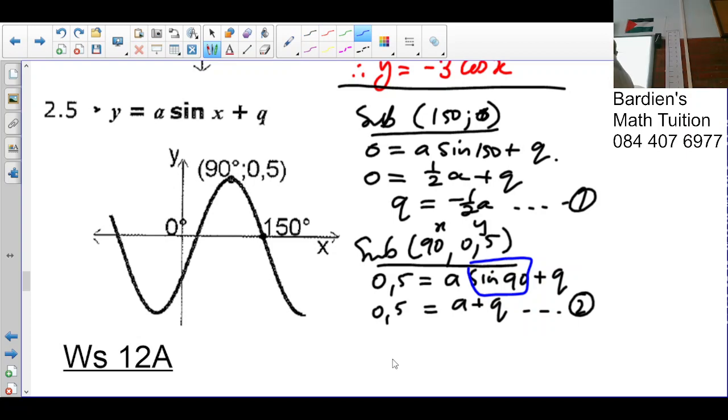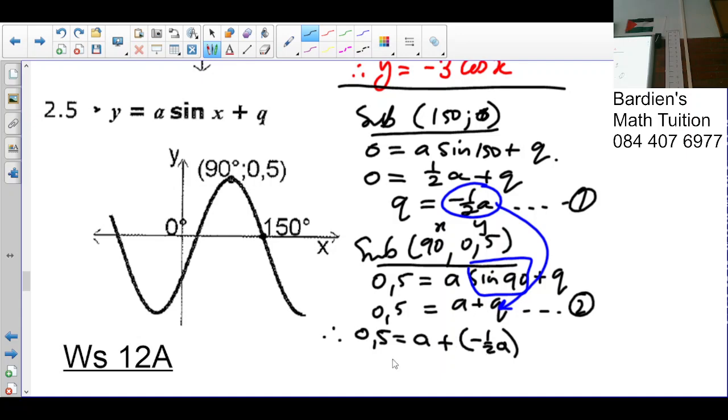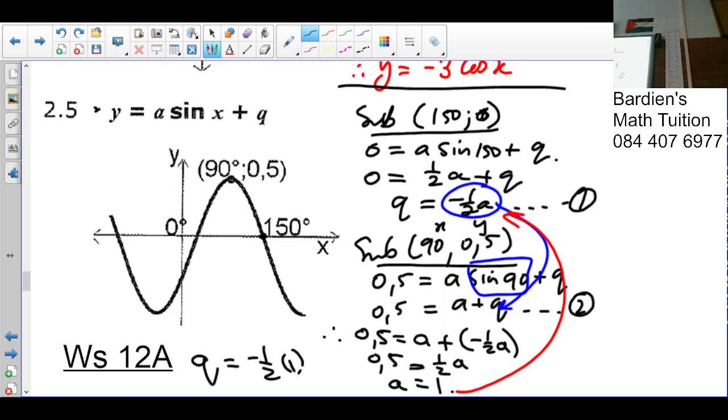What do you do now? We substitute wherever we see q, negative half a. So we say therefore 0.5 is equal to a plus minus a half a. What is a plus minus half a? A half a. Not so? So a half a is equal to 0.5, which is also half, so a is equal to 1. So what do we do with that? Sub that back into where we got q as the subject of the formula. So q is equal to negative half times 1, which is negative half.